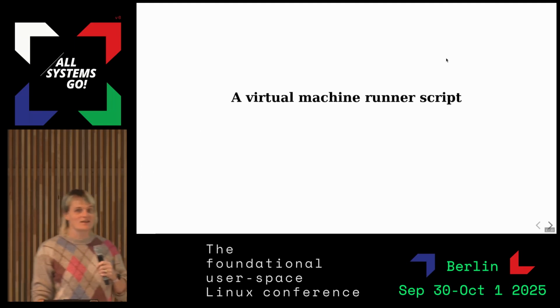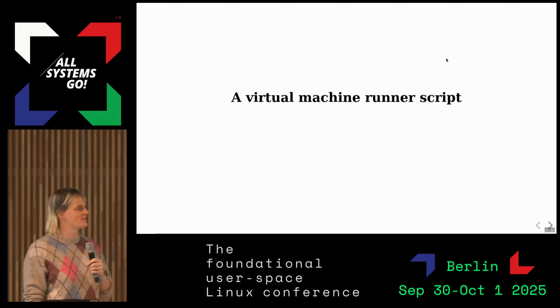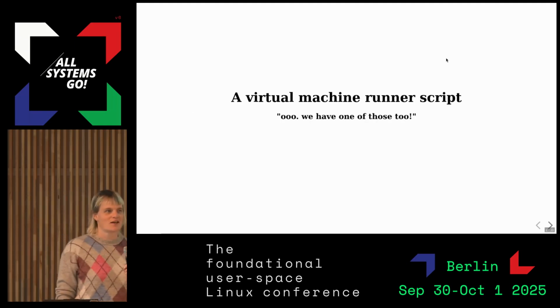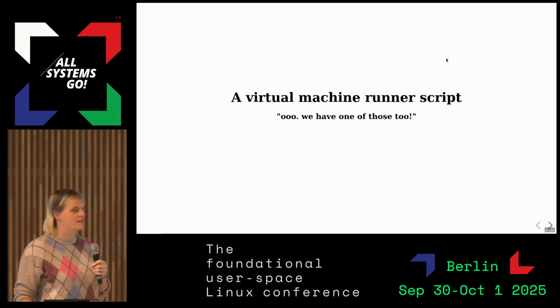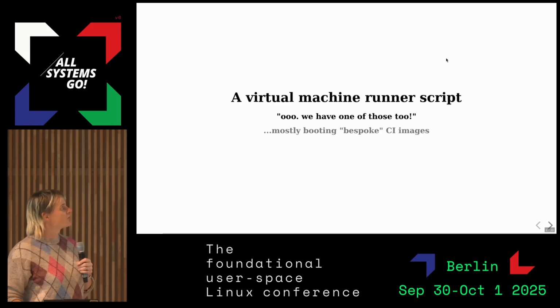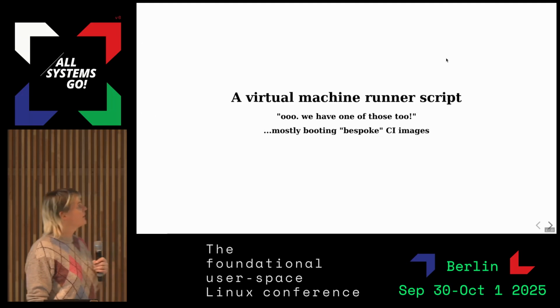So what is it? Yeah, it's like a virtual machine runner script, like qemu. It's got these scary command line arguments. Nobody wants to do that themselves, so basically everyone has one of these. And a lot of these are either something you have locally for testing on your own machine, or something in CI, where you have your CI images that you use for testing.